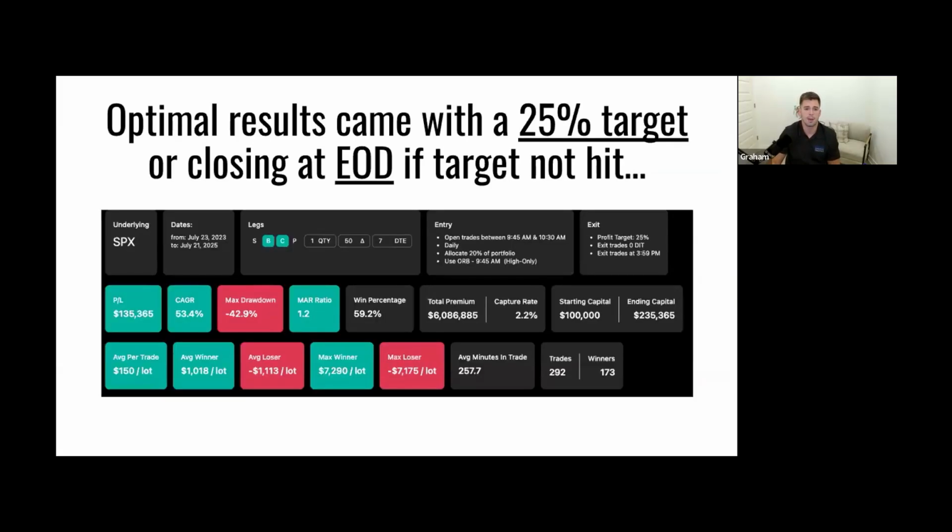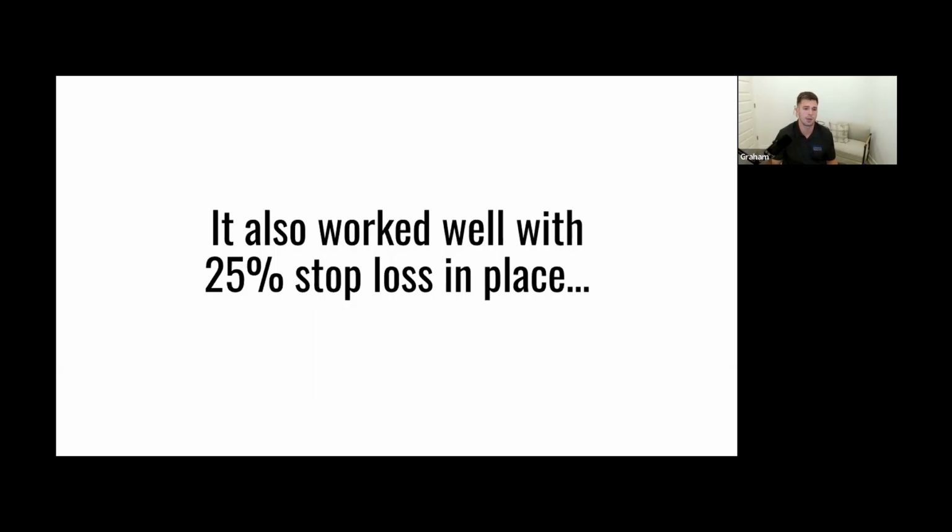However, optimal results with trading just basic calls came at a 25% target or a time stop of end of day. Basically set a profit target at 25% or an end of day target, and that was the best results. I mean, still pretty good results overall. I mean, CAGR of 53%. That's insane. But it's not the 50% target each day. It also worked well with a stop loss in place. I don't trade stop losses on the spreads, but with the basic options, the testing showed that stop losses were actually helpful. So 25% profit target, 25% stop loss.